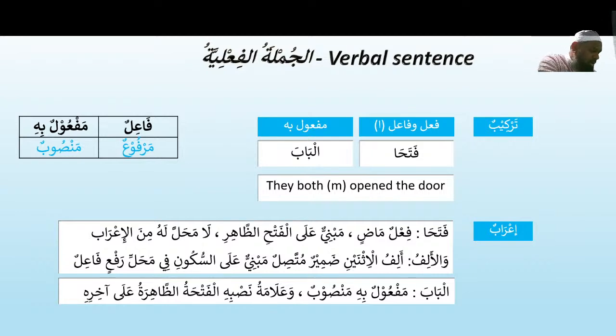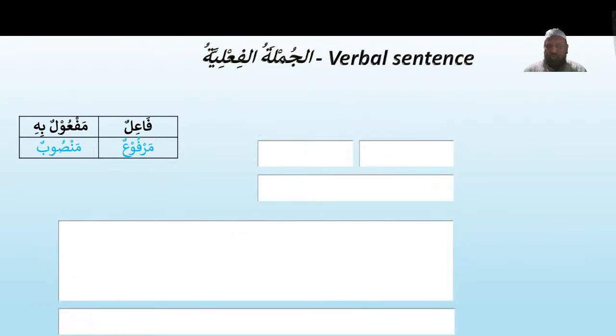Understood? When we have الفعل الماضي المثنى, how to do the i'rab? We do the i'rab of فعل itself, then we need to do the i'rab of the fa'il. Let's move on. Let's do the muannas one.